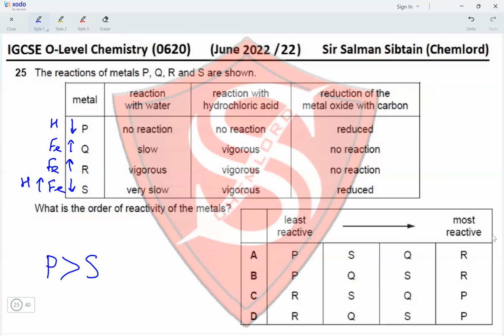Next, we have R and Q remaining. R reacts vigorously with water, Q reacts slowly with water, and both of them have no reaction when the metal oxide reacts with carbon. Because Q has a slower reaction, the next in the series would be Q, and the most reactive metal in the series would be R. So the order of reactivity from least to most would be PSQR, which is there in option A, making A the correct option for this question.